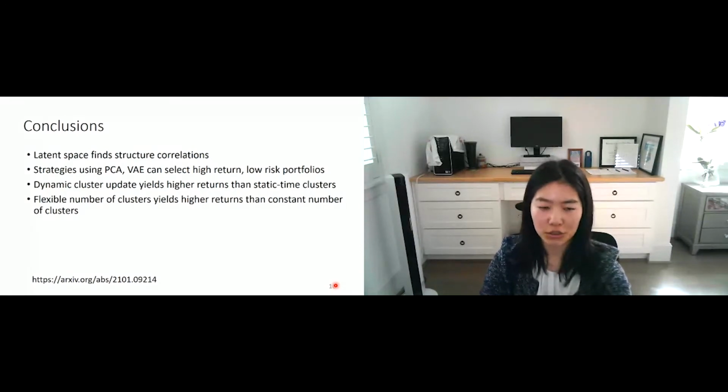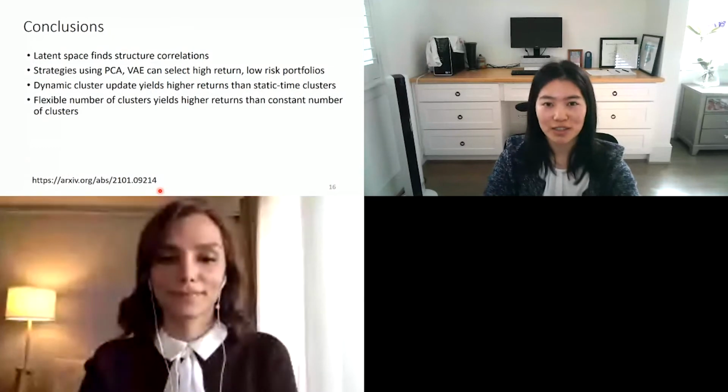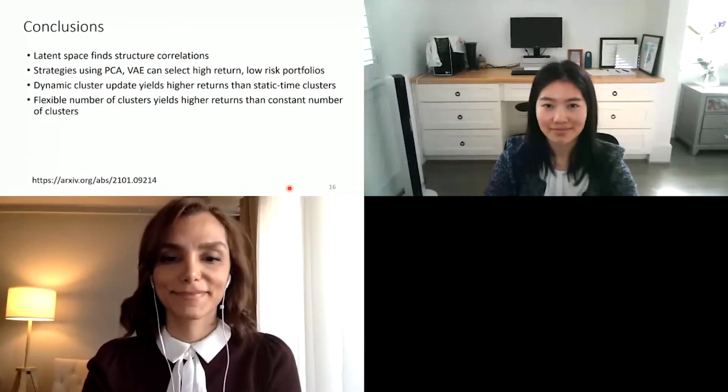And then for the clustering methods, we found that updating the clusters over time and updating the number of clusters over time helps the strategy performance. So our paper is on archive here if you want to see the details, and thank you for your attention. I'm happy to take questions.